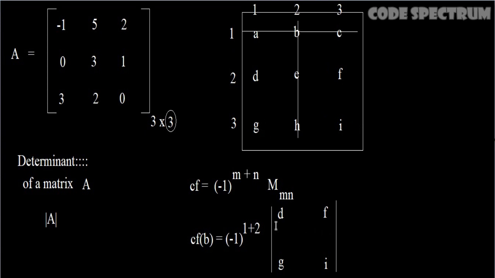The main problem is how to solve this one. What we can do is multiply D with I minus F into G. And this one is -1 because -1 to the power of 3 gives you -1, and you multiply this -1 with this DI minus FG, and you get the answer for the cofactor of B. Now you know how to find the cofactor. You may use this cofactor to find the determinant of the matrix A.